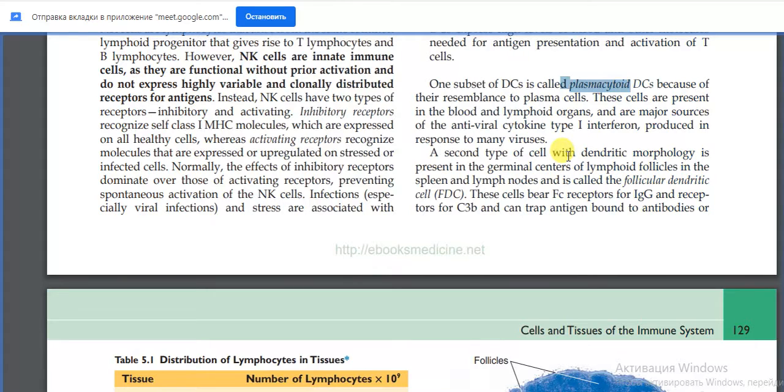The second type is known as the follicular dendritic cell. It is present in the follicles of lymphoid organs, in germinal centers. I'll remind you, germinal centers are the site of proliferation of lymphocytes, predominantly B lymphocytes, and these cells are also present there for that function.